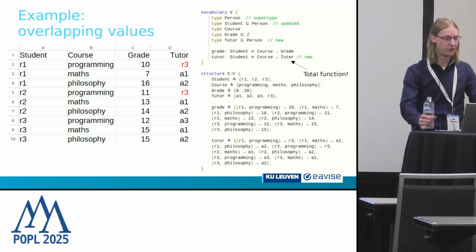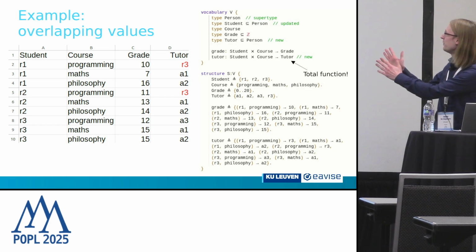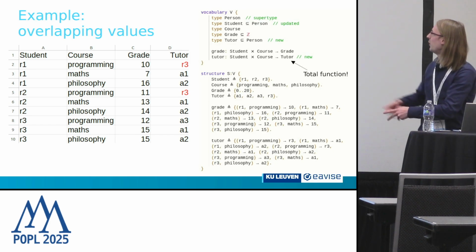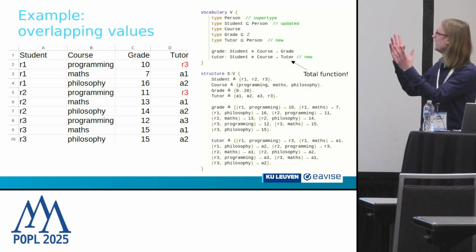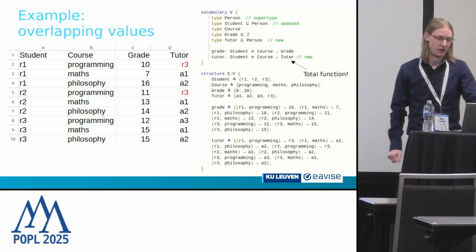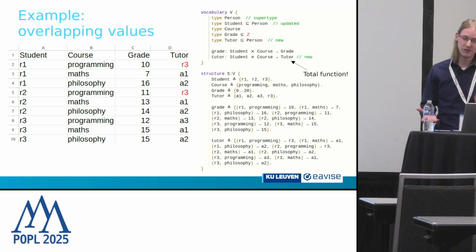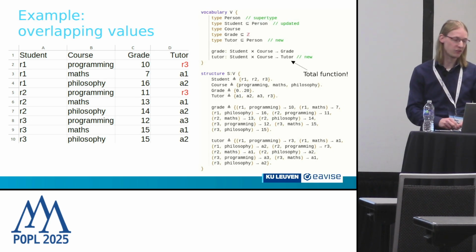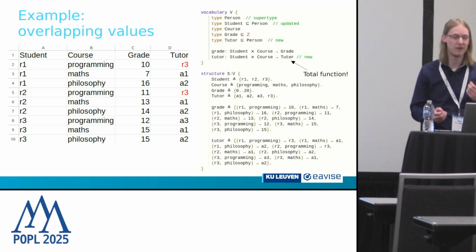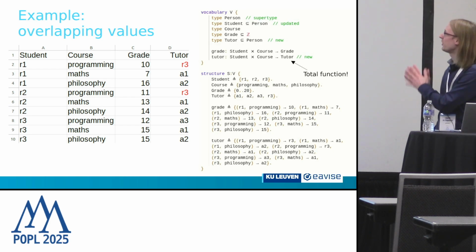On the other hand, we could consider both these columns to be part of a single type. So both student and tutor could be seen as a person. This option is also not ideal, because now all our functions are partial functions and we lose the information about which values occurred in which column.